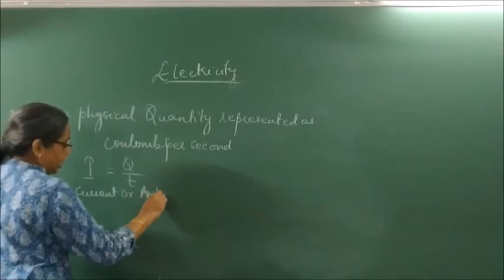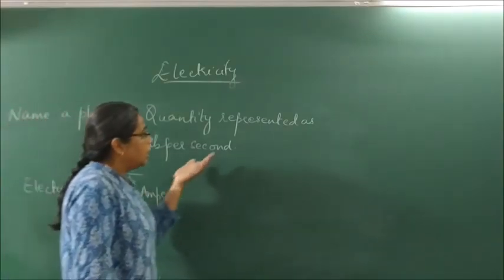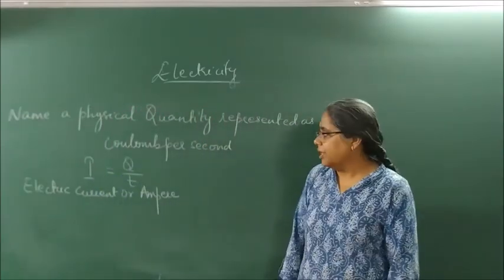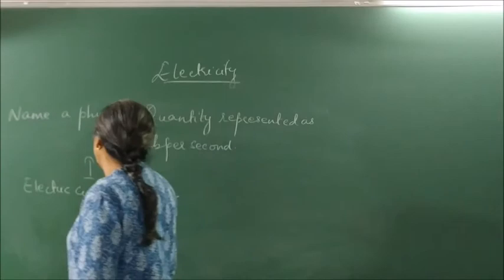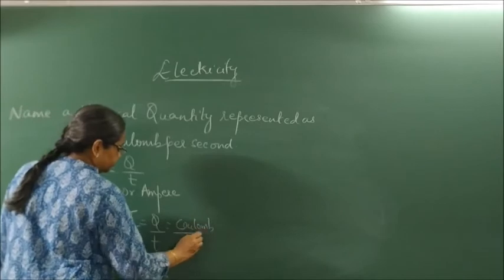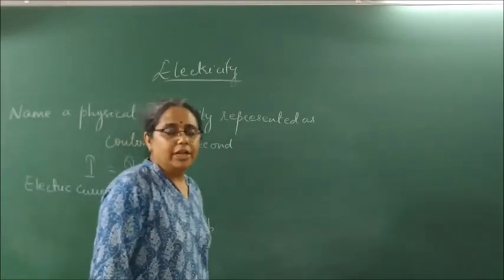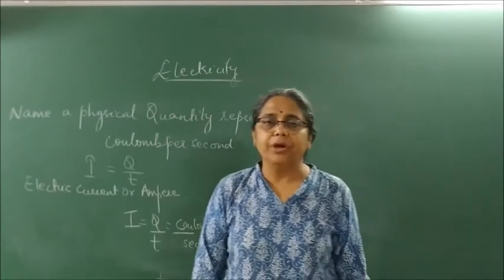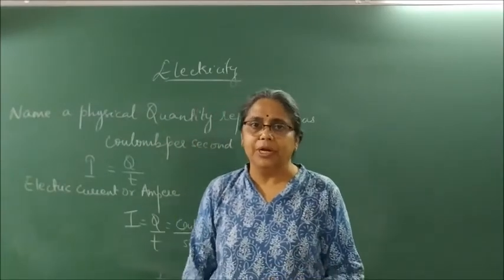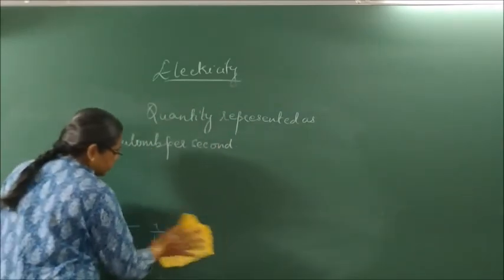While writing this, do not write ampere with extra letters. It is AMP only, it is not AMPH. Electric current or ampere is the physical quantity which is represented as coulombs per second. Okay, so we know that electric current is measured in ampere, and ampere is denoted as coulombs per second. Now, what is the SI unit of current?